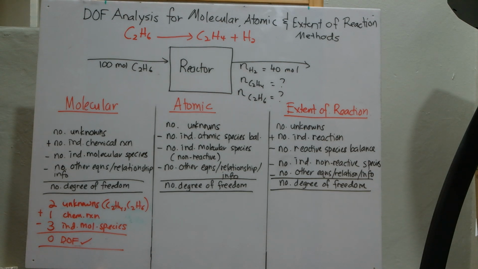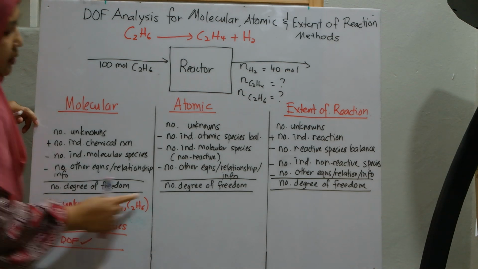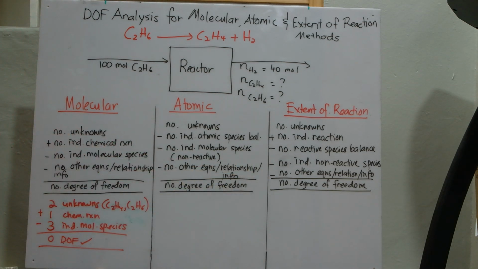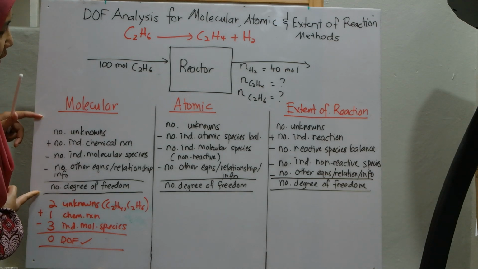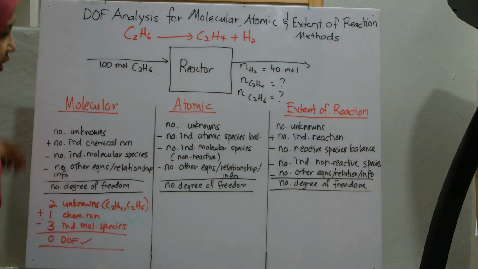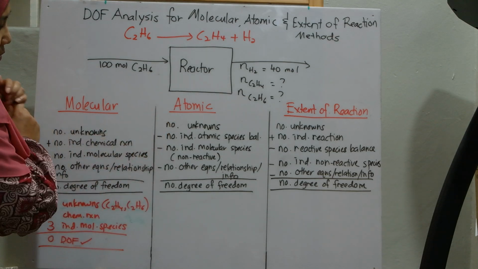Okay, this information and also this information is available in your textbook under section 4.7. So you may look into your textbook section 4.7 to have clear information about this molecular DOF, atomic DOF, and also extent of reaction DOF. So now I would like to show you how we do atomic DOF.